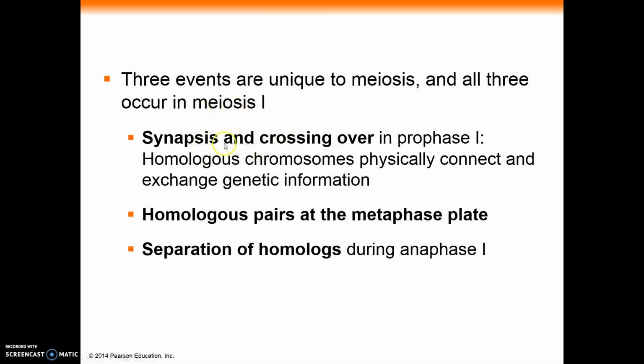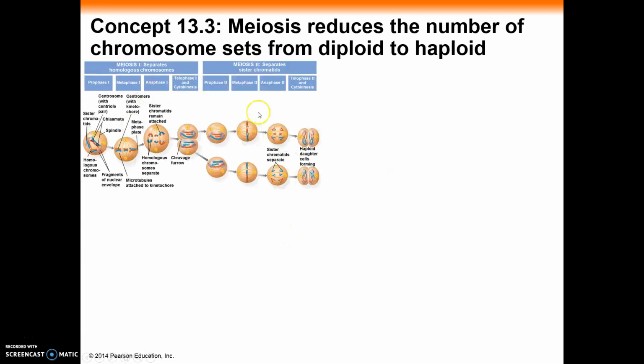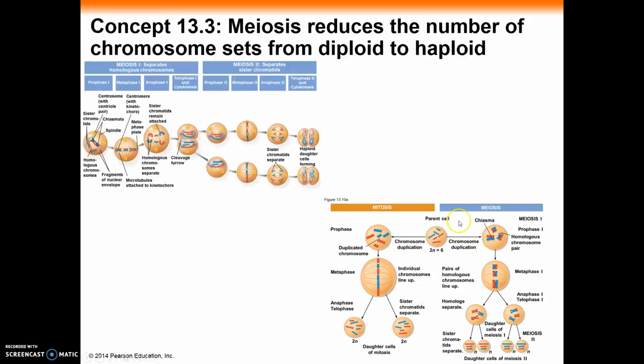So, things to keep in mind in meiosis 1: synapsis and crossing over occur in prophase, and you have homologous pairs at the metaphase plate. So, again, keep in mind the various steps and how these things differ. Be able to compare and contrast mitosis and meiosis. What's different? What's the same?